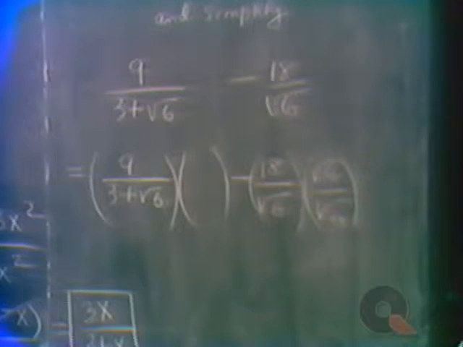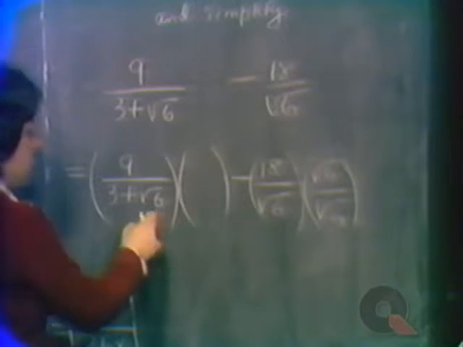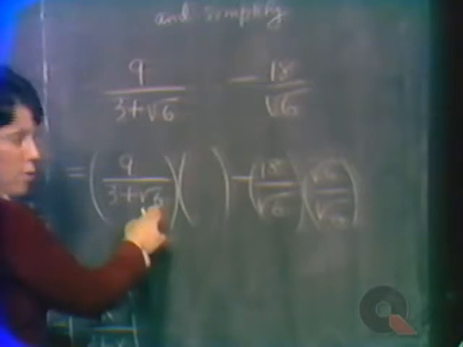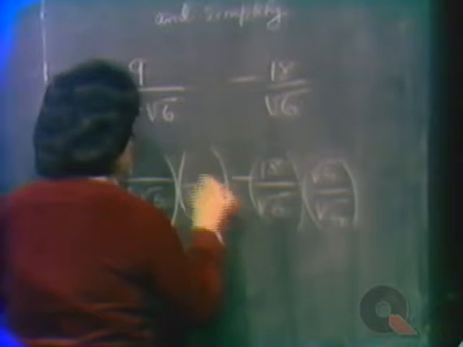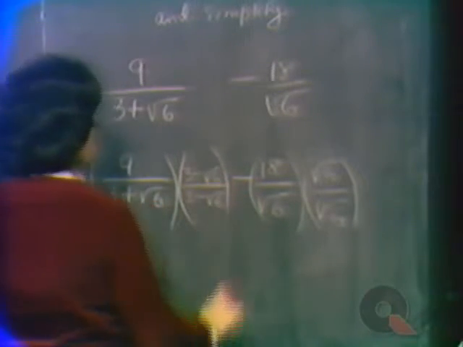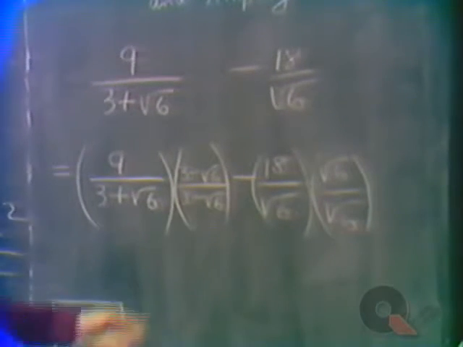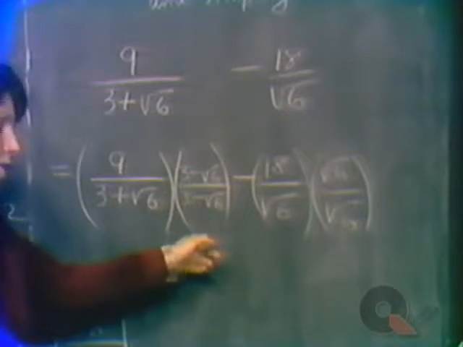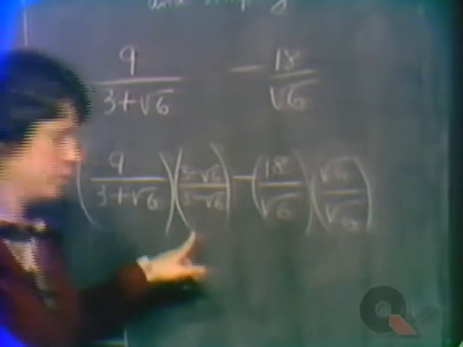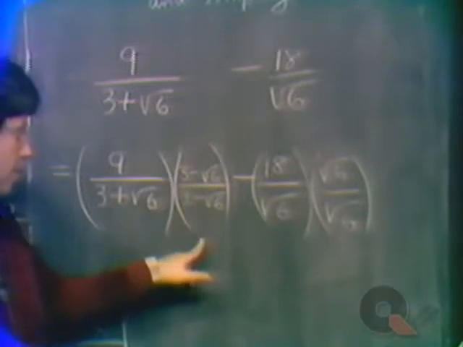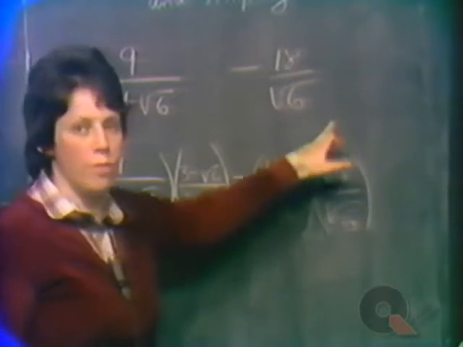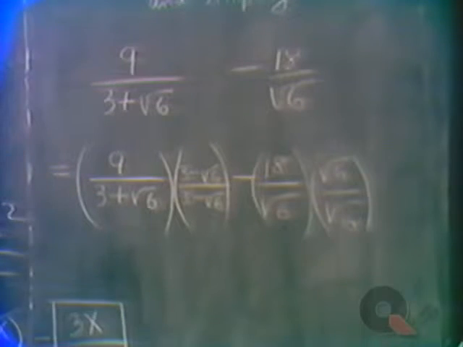So instead, we multiply by the conjugate of this term. If you think of this as a plus b, we multiply by a minus b. That is, we multiply top and bottom by 3 minus the square root of 6. Once again, whatever we do to the numerator, we must also do to the denominator. We don't have to do the same thing here as we do here, but we do have to multiply this fraction top and bottom by the same thing, and for this fraction, whenever we multiply the top, we also have to multiply the bottom.